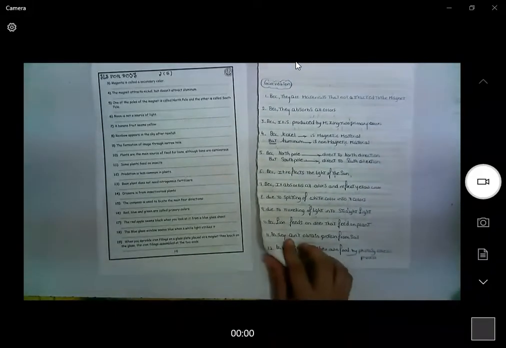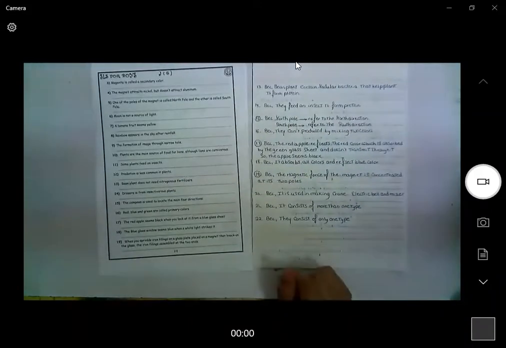Number 13. Bean plant doesn't need nitrogenous fertilizer. Why? Because the bean plant contains nodular bacteria in the roots. Nodular bacteria live in the root of the bean plant, so the nodular bacteria help the plant to form protein.